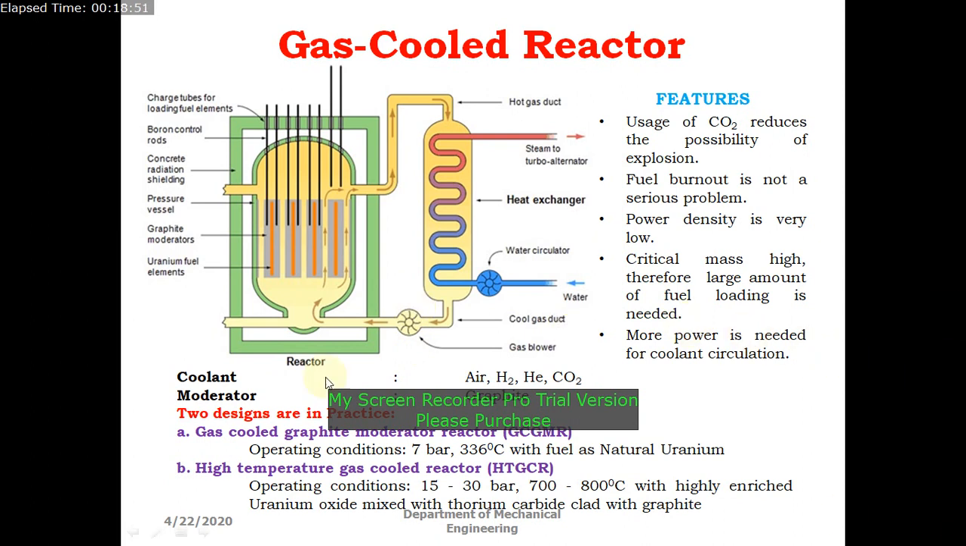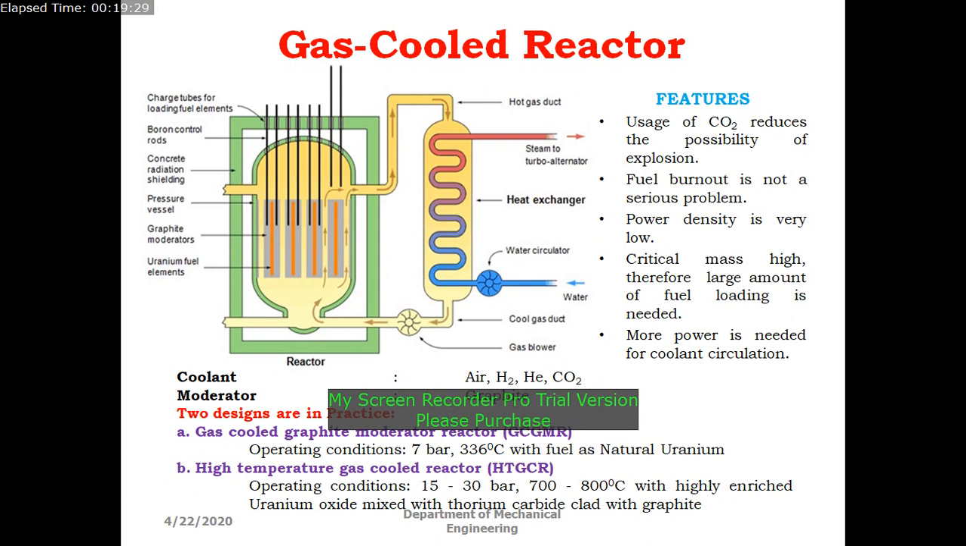We know that. Now the gas cooled reactors contain two designs. One is the gas cooled, graphite moderated reactor. That means what we are observing in the diagram. Here the operating conditions are: the fuel used is natural uranium, that means 0.7% uranium-235 will be used. And coming to the coolant circulation, the operating conditions are nearly 7 bar pressure and a temperature of 336 degrees Celsius.